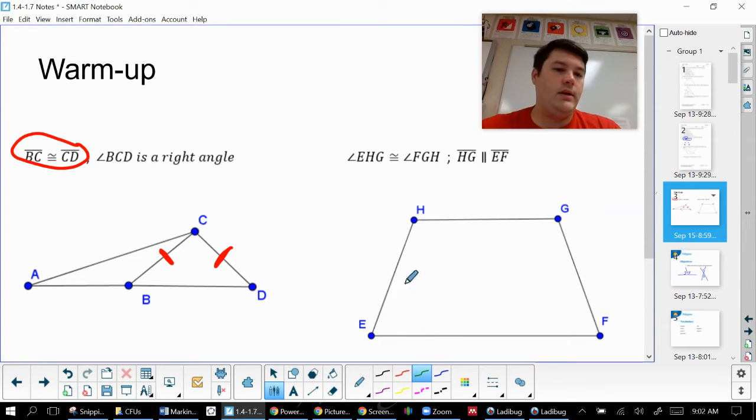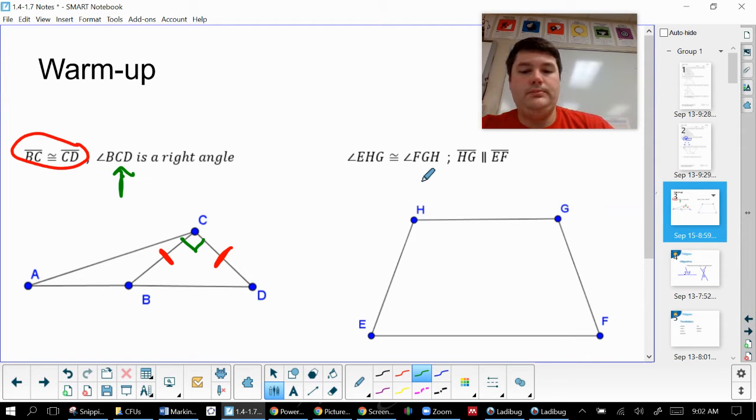Next part we'll do in green here. Angle BCD is a right angle. And so BCD, remember that middle letter there is the vertex. And that means that this is a right angle. So we put that little square in there.